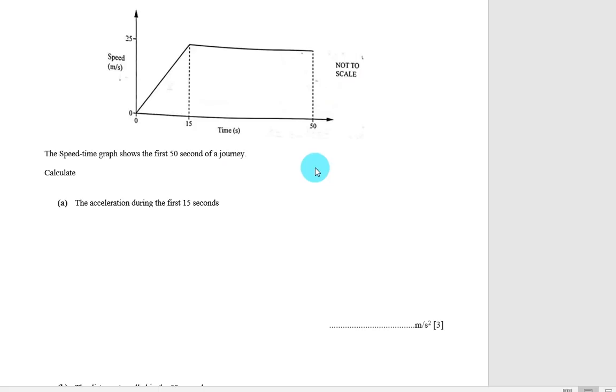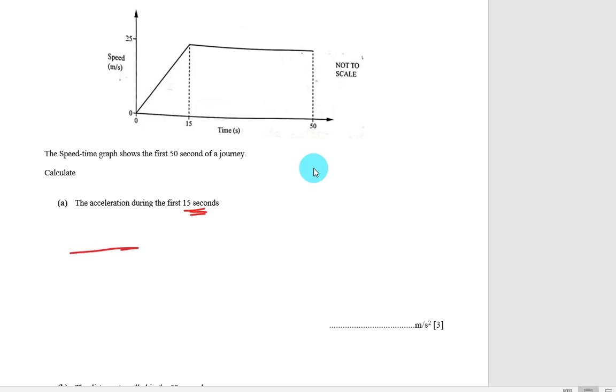Let us see this question. We have a speed-time graph. In the first 50 seconds of the journey, calculate the acceleration during the first 15 seconds. I need the acceleration here. As you know, acceleration is equal to speed divided by time.